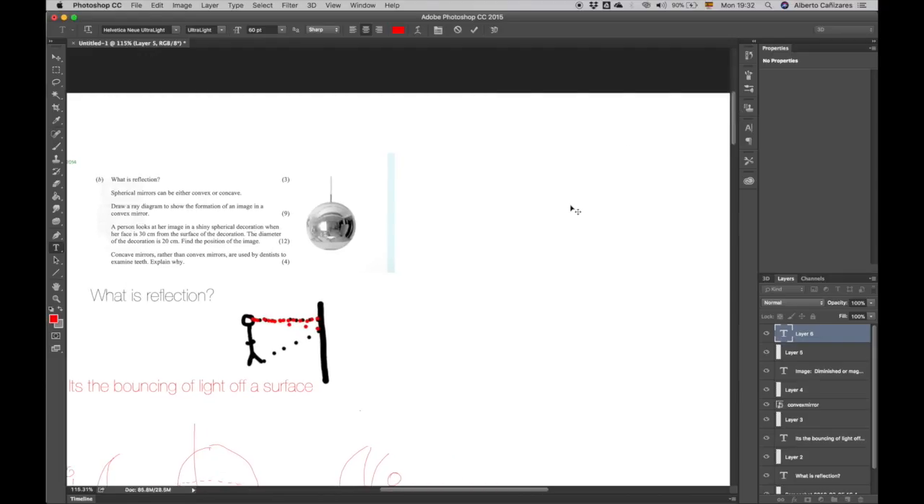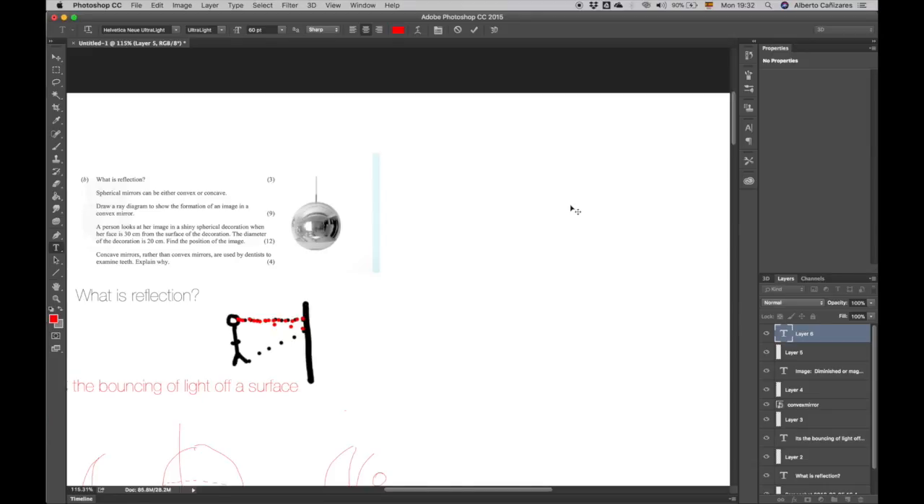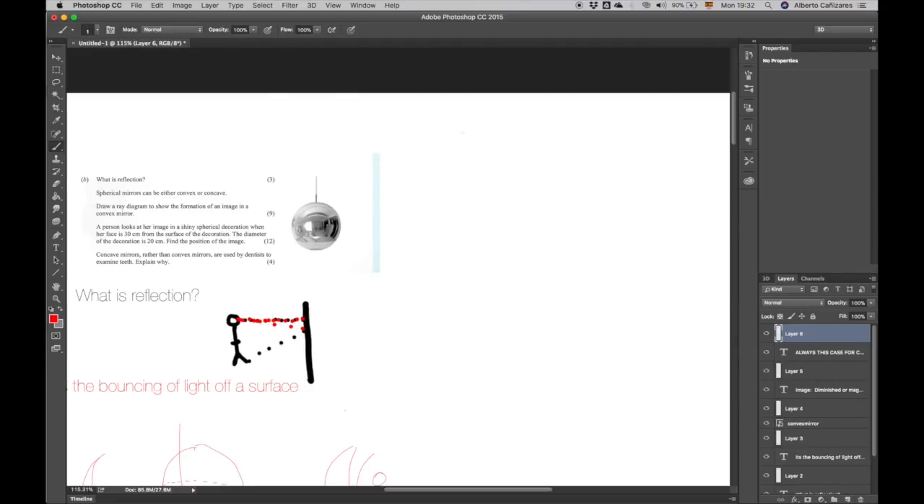Okay, well, this one I'm going to write here on the side, because I want to extract all the information from this question. I'm also going to add a couple of questions after solving this part, because they could easily come up in an exam. So it says a person looks at her image in a shiny spherical decoration, so it's going to look like that, and you could assume that you're just looking at, let's say, this part of the decoration.